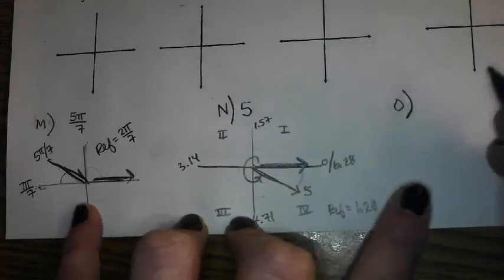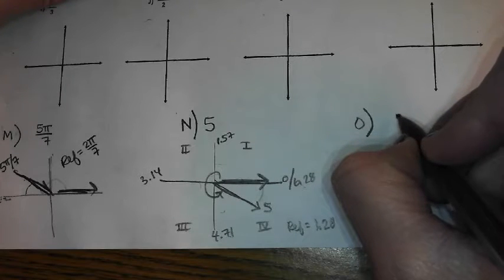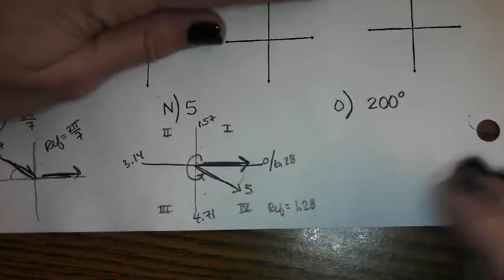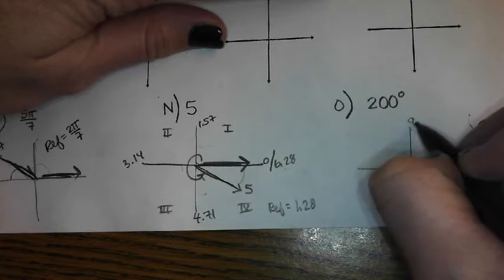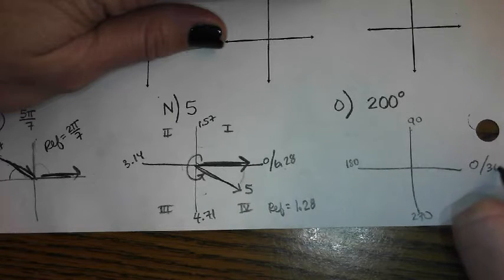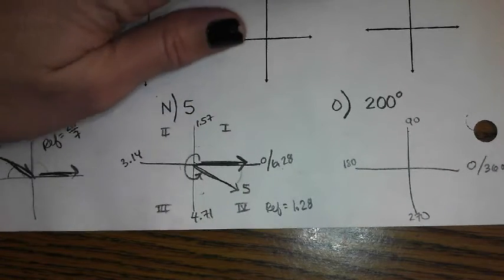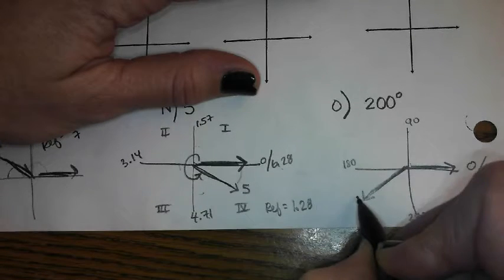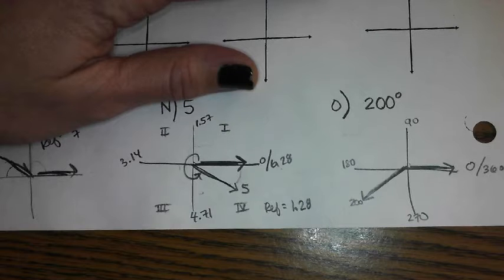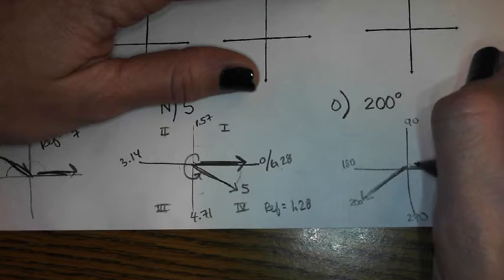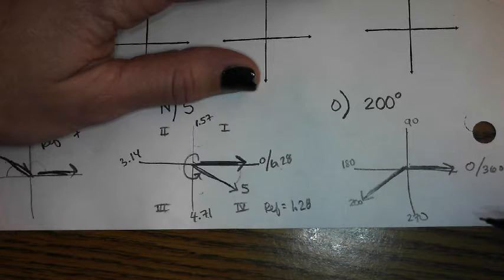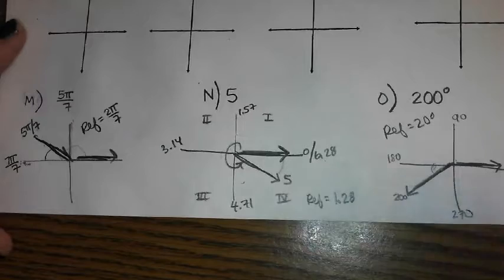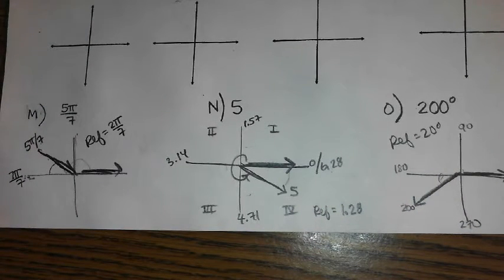And then lastly, I'm going to go back to degrees for a minute. Let's do, I don't know, 200 degrees. So when we are in degrees, we label in degrees. 0, 90, 180, 270, 360. What quadrant are we in, Isaiah? Third. And our reference angle? 20. Yep, between here and here. Reference is 20.